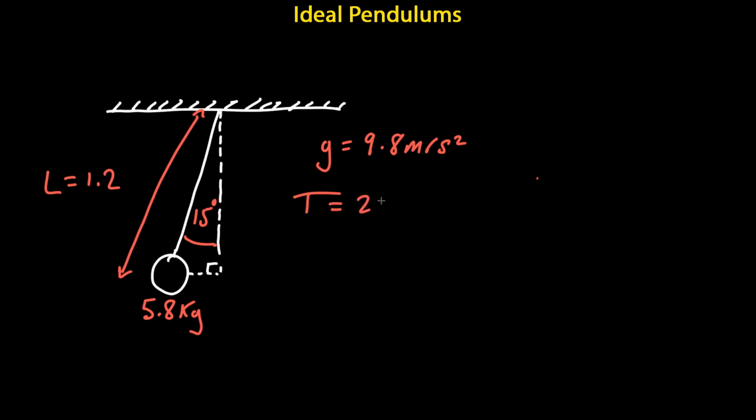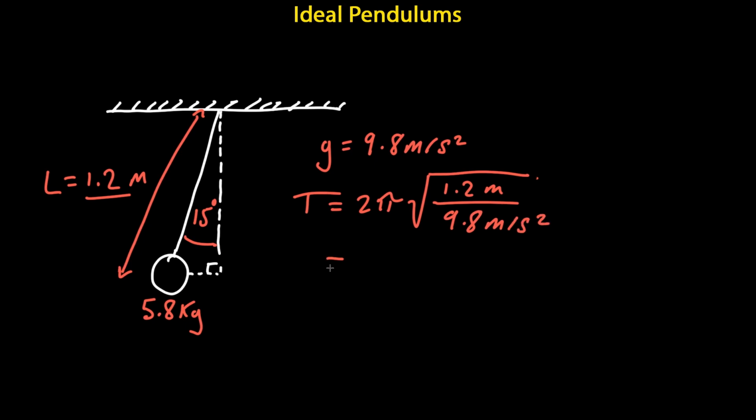So the formula again is the period of the pendulum, so the time it takes for one complete swing, is equal to 2 pi multiplied by the square root of the length of the pendulum divided by the gravitational acceleration. After plugging in these numbers, we get a period of 2.2 seconds to two significant figures.